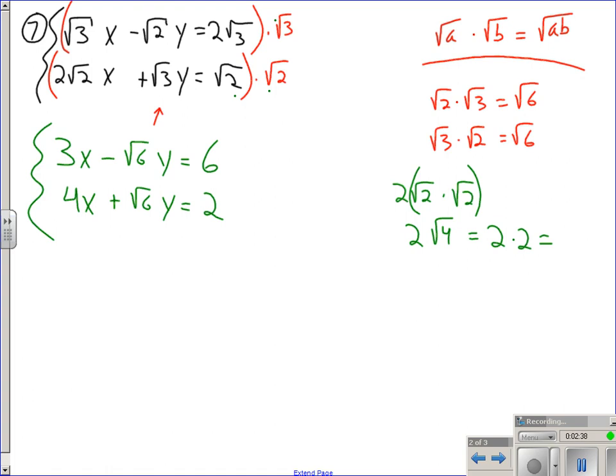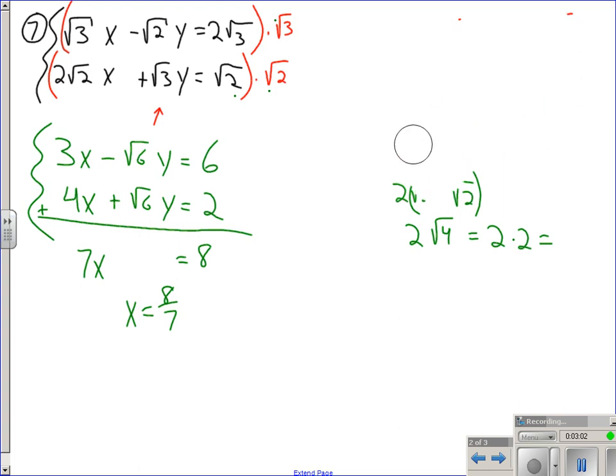So with the elimination method, we got our y's to be equal and opposite. When we add our equations, we get 7x, the y's go to 0, equals 8. So x is 8/7.